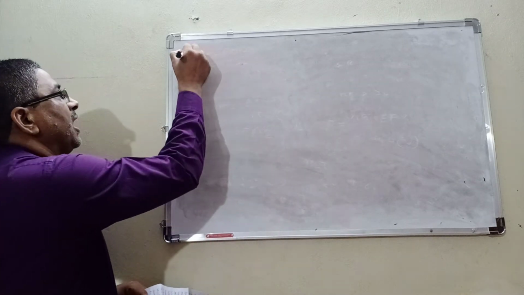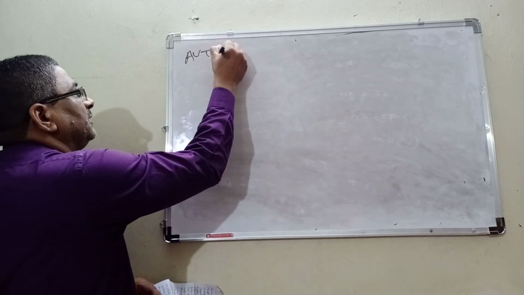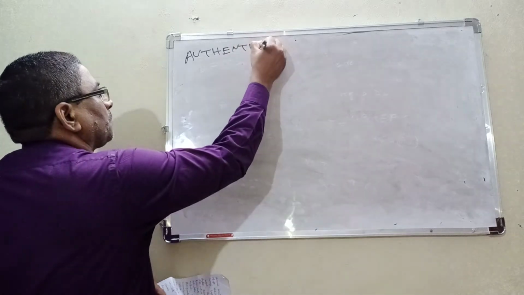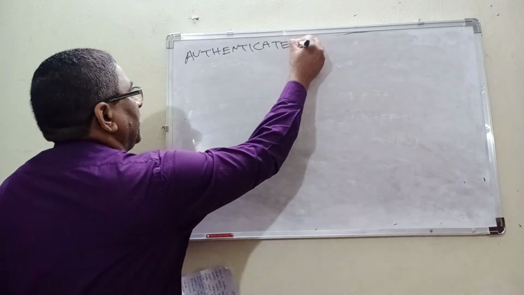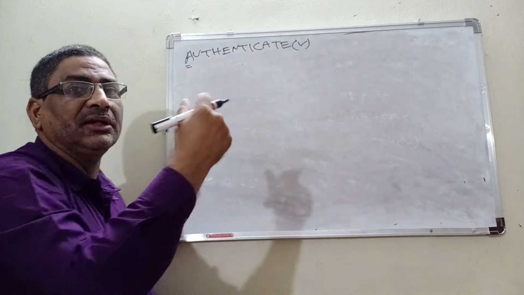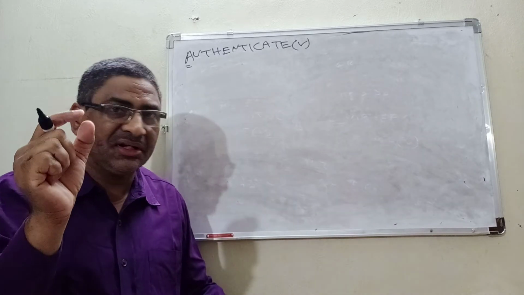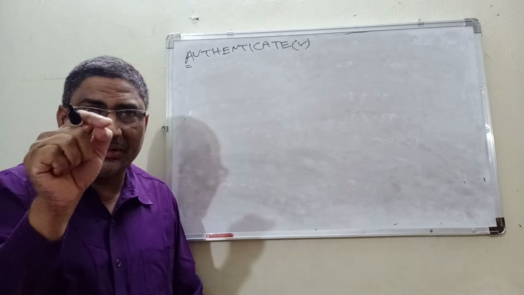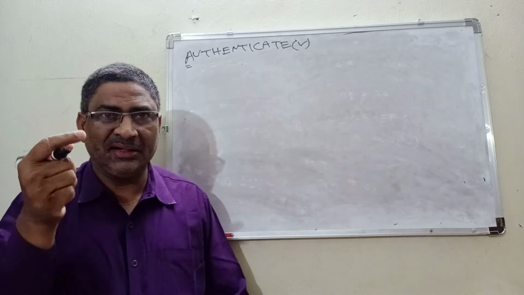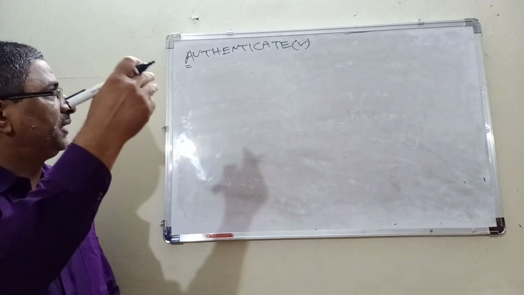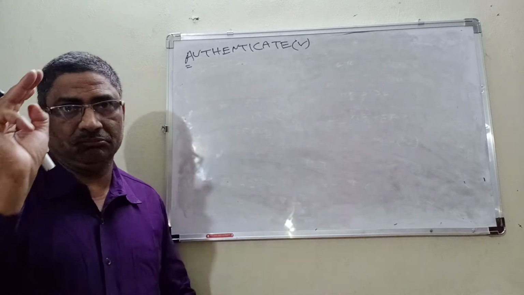Next word, very important word, authenticate. Authenticate. What is the meaning of authenticate? To prove that something is genuine. That's called authenticate. Authentic is an adjective. Authentically, adverb. Authenticate, verb. Authentication, noun.